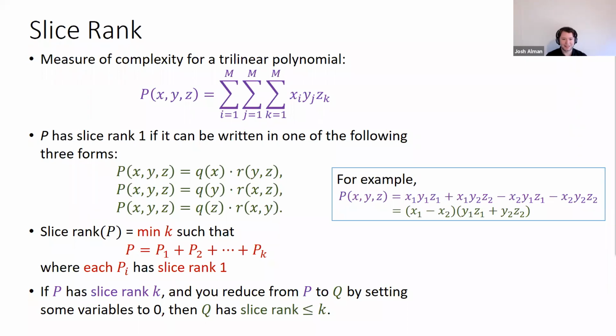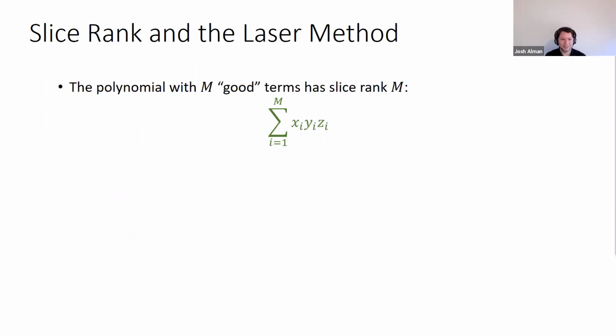So that's the idea. And then let me quickly mention, slice rank actually comes up quite naturally in the laser method. So the polynomials I was talking about before, which are a sum of m good terms, like these terms that don't share any variables with each other. One thing you can show is that this polynomial has slice rank m. So there's no way to decompose it into fewer than m terms, since each monomial just naturally has slice rank 1. And you can show for this polynomial where no two terms share any variables with each other, that this actually has to have slice rank m, and there's no way to get smaller slice rank with it.